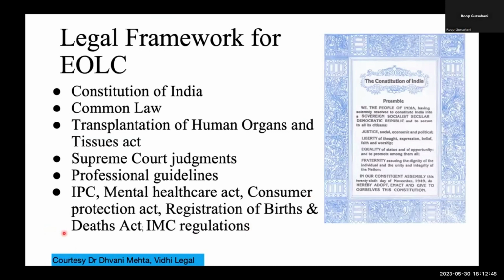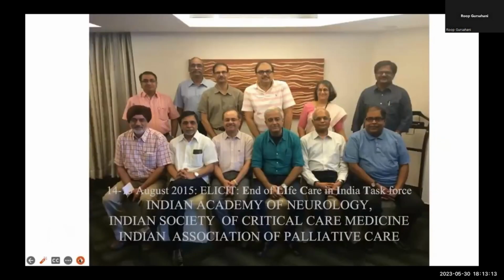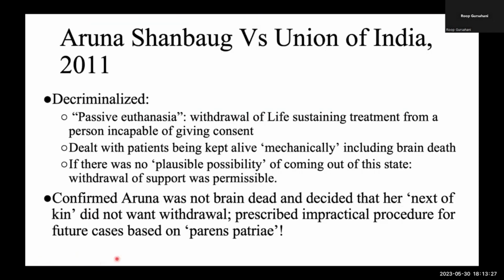I've already told you that the legal framework for end-of-life care begins with the Constitution of India, and it passes through various judgments, and there is only one law, and that's the Human Organ Transplantation Act. I have been involved with this issue since 2011 because I was on the medical panel that examined the case of Aruna Shanbag. And by about 2015, the 3 national medical associations of neurology, critical care medicine, and palliative care came together to see what we could do jointly, because we thought this was something that doctors had to take some responsibility for.